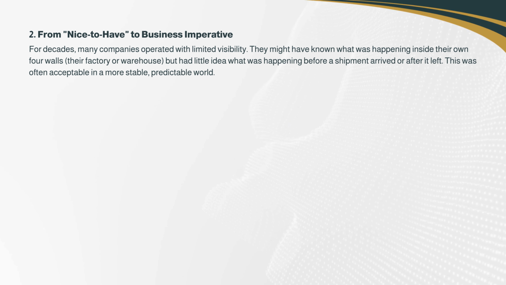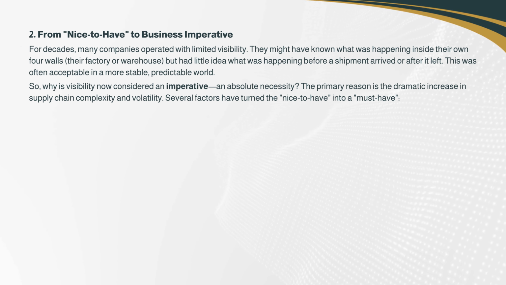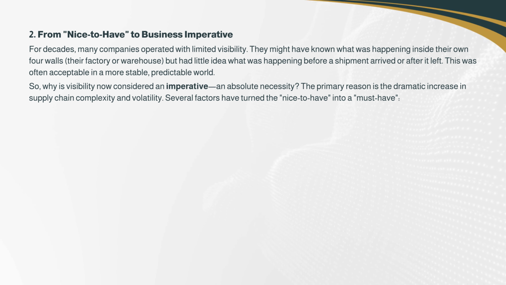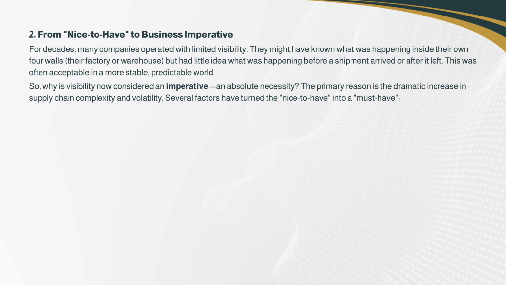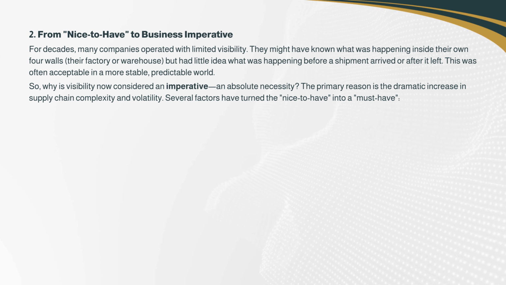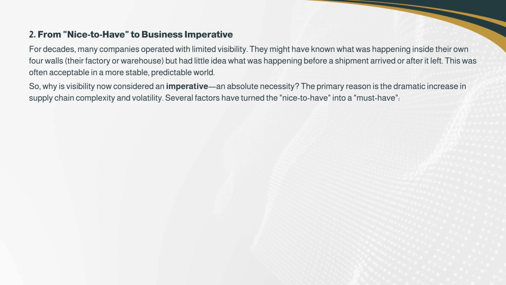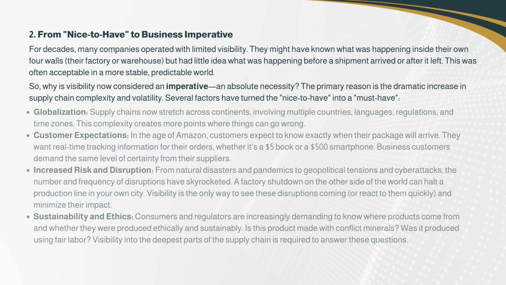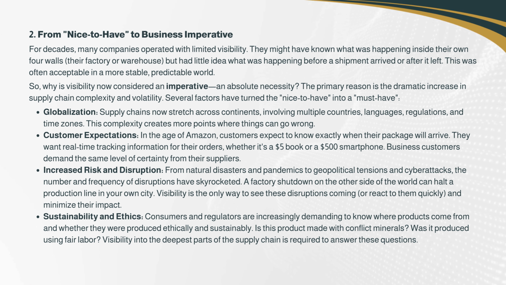So, why is visibility now considered an imperative, an absolute necessity? The primary reason is the dramatic increase in supply chain complexity and volatility. Several factors have turned the nice-to-have into a must-have. Globalization. Supply chains now stretch across continents, involving multiple countries, languages, regulations, and time zones. This complexity creates more points where things can go wrong.